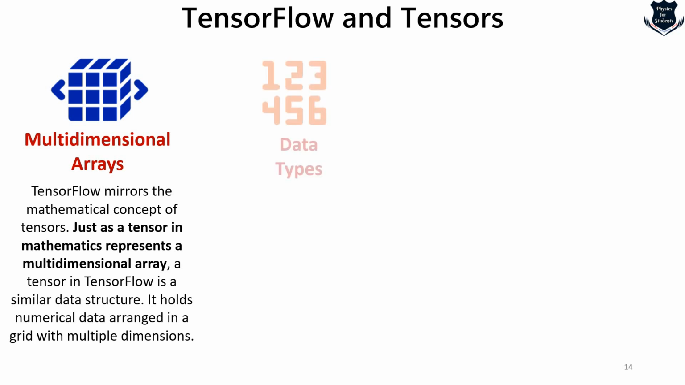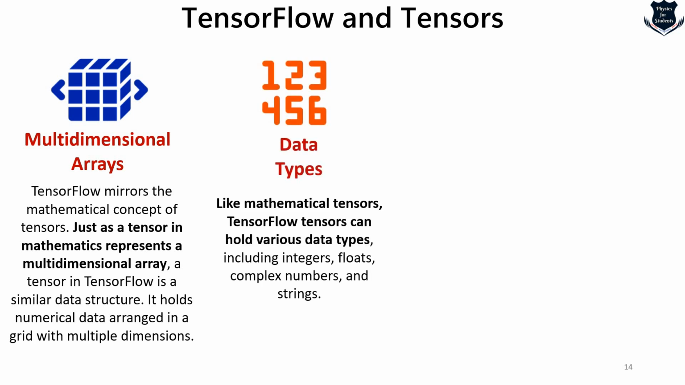This is the text which I was talking about. Now, data types. Remember that like mathematical tensors, TensorFlow tensors can hold various data types, which are, for example, integers, floats, complex numbers, strings, etc. So the appropriate data type is chosen based on the specific machine learning task.